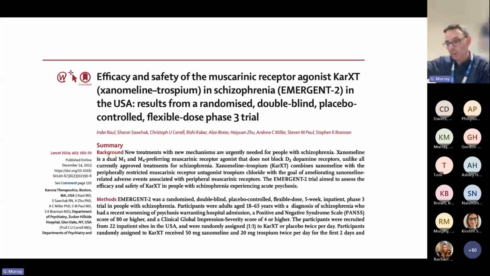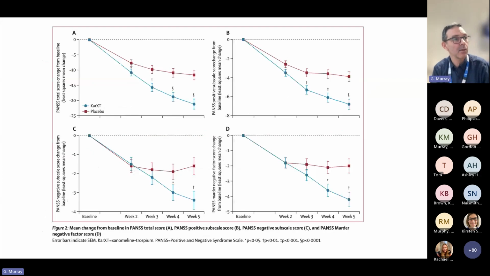But this drug company had the idea of having an agonist that crosses the blood-brain barrier and activates the receptors that you want in the brain, and then an antagonist that doesn't go through the blood-brain barrier, but prevents you getting diarrhea by blocking the receptors in your gut and so forth. And it does seem to be very effective.